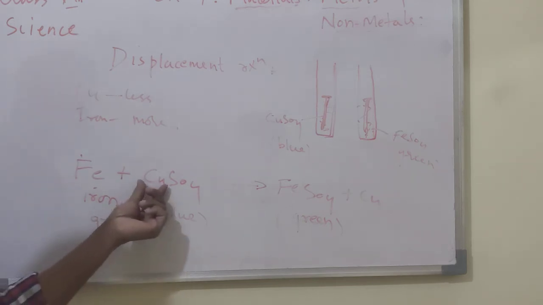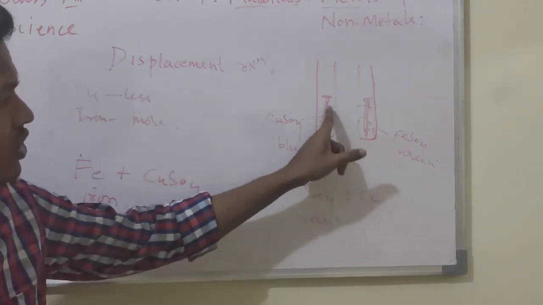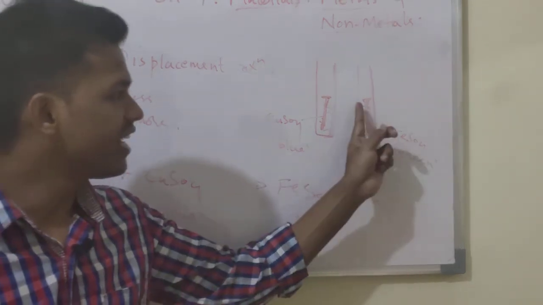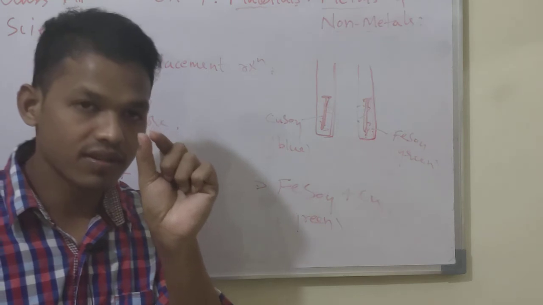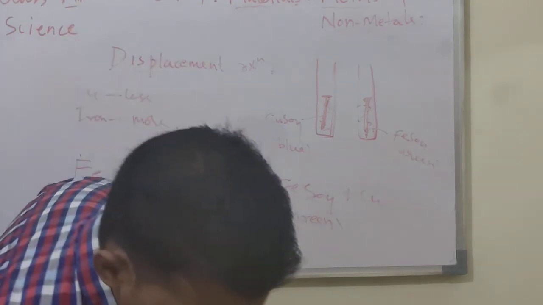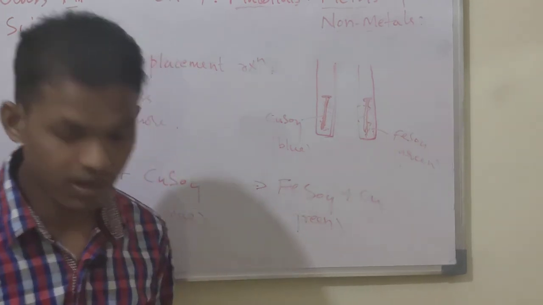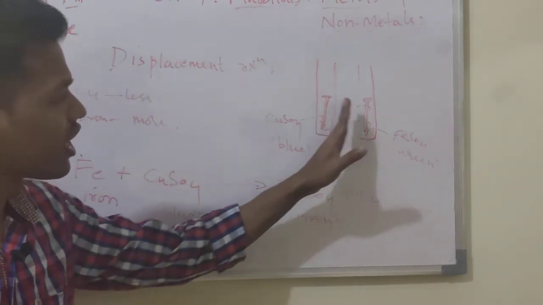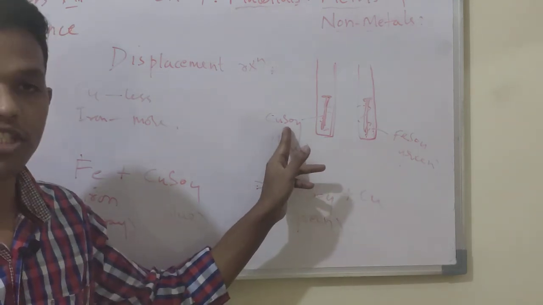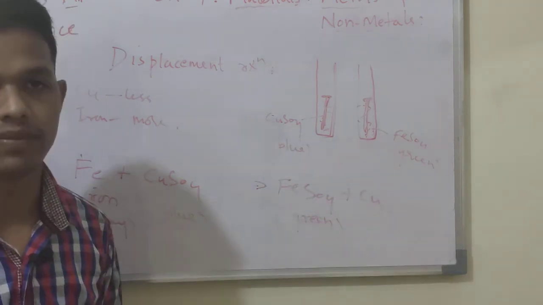The copper will deposit on the iron nail. That iron nail will appear red brown. But the solution is changing here: the blue copper sulfate solution turns into a green solution.